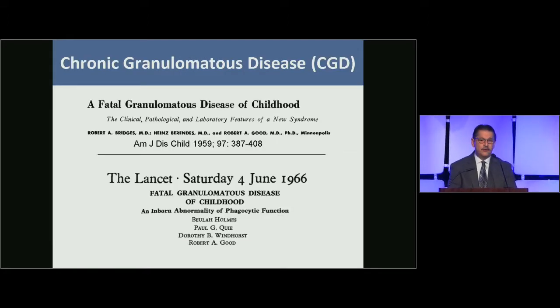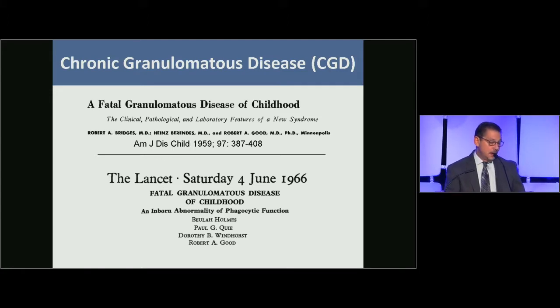So the disease, chronic granulomatous disease, was first described in 1959 by Bob Good, who's the father of clinical immunology, reporting a case report of a patient with a fatal granulomatous disease. About 8 years later, they discovered that the defect was in phagocytic white blood cells.